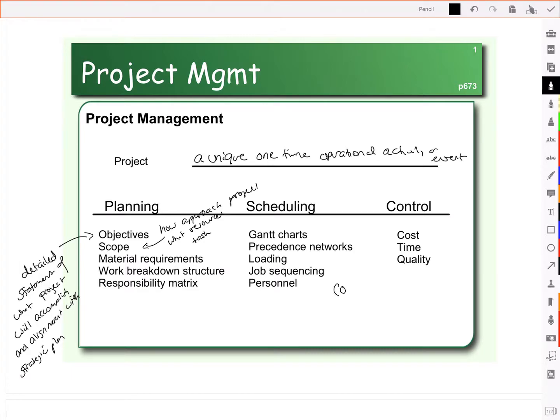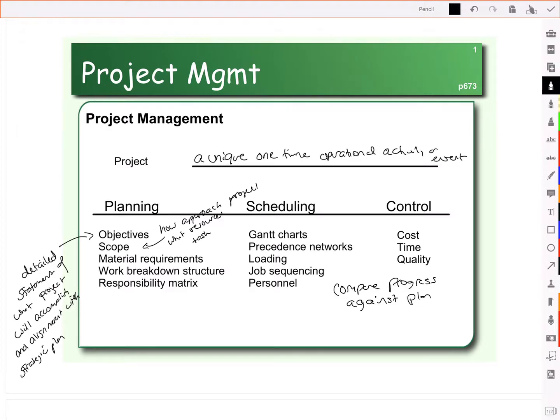Control is where we compare our progress against the plan. So when we developed the project charter that says what our objectives were and the scope, and we looked at what needed to be done, in the control we are looking at how well we did. How is our progress compared to that? And then we take corrective action if it doesn't align.